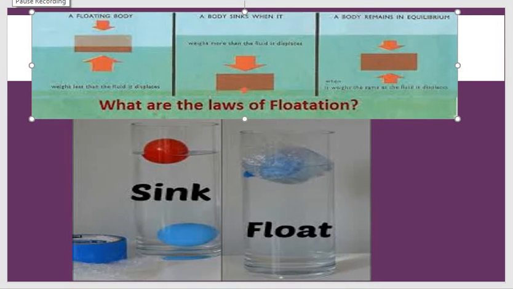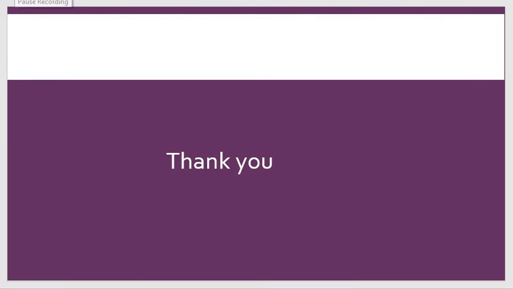A floating body weighs less than the fluid it displaces. A body sinks when it weighs more than the fluid it displaces. A body remains in equilibrium when it weighs the same as the fluid it displaces. So we have discussed the answer in detail for the question, why does ice float on water?